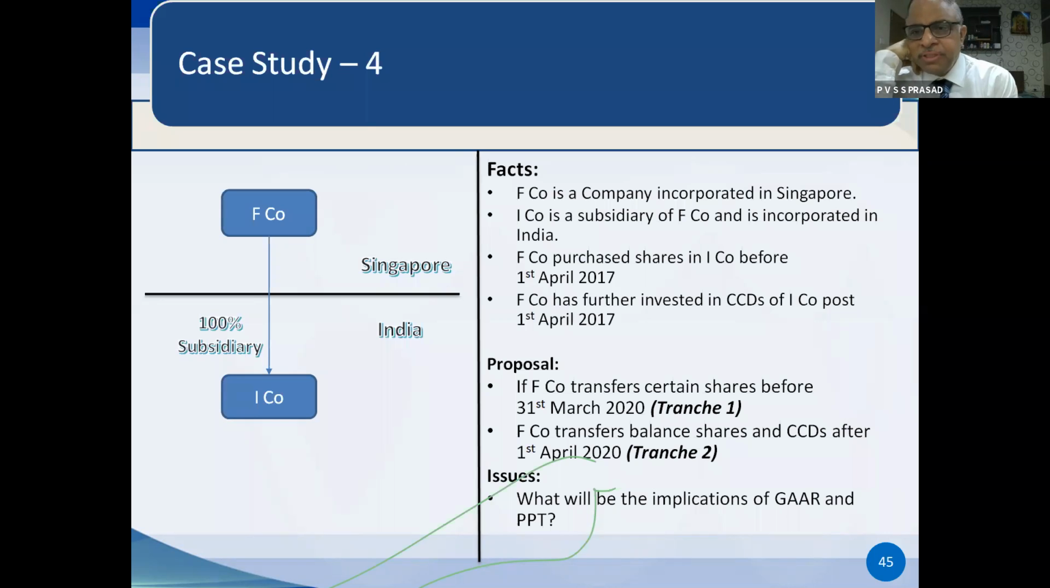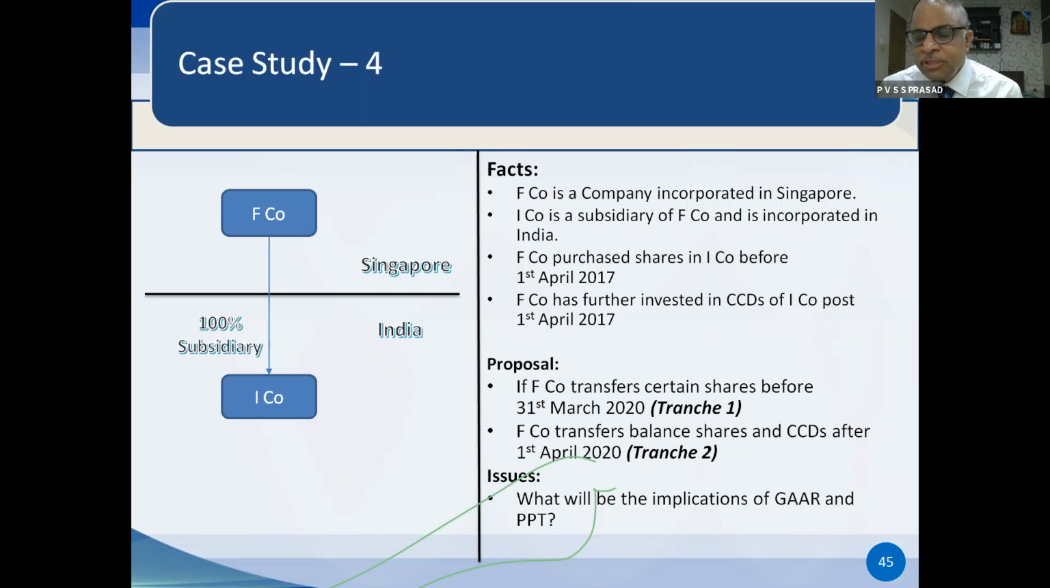Even in the GAAR provisions, it has been clarified through a circular that these investments made prior to 1st April 2017 are grandfathered. Grandfathered means they are not going to be touched. Whatever investments are being made on or after 1st April would come under the new provisions and they would be taxed. So now the question is, whatever you have invested in the past, if it is getting sold after 1st April 2020 or before 1st April 2020.